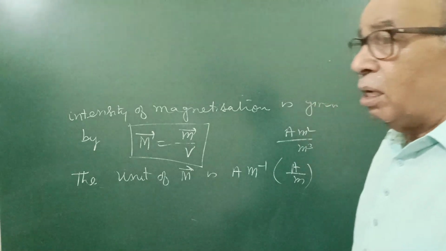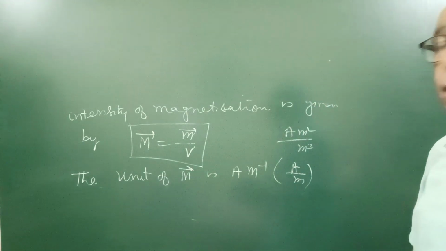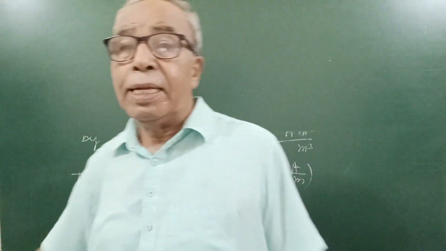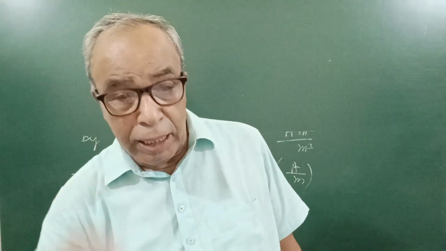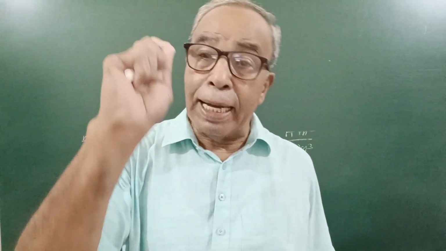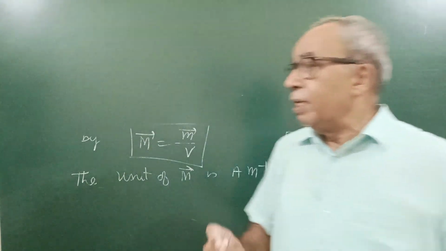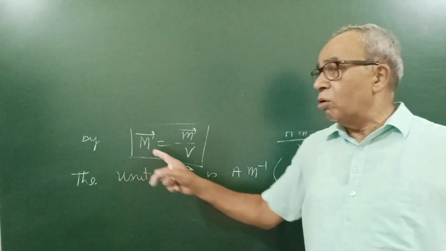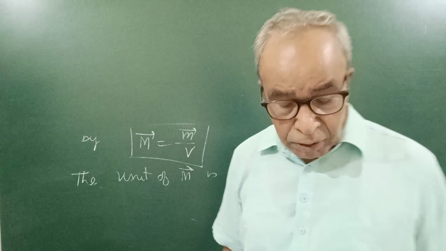What is that? Net dipole moment per unit volume. क्या कभी net magnetic dipole moment, not electric dipole moment, magnetic dipole moment per unit volume is called intensity of magnetization or simply magnetization.